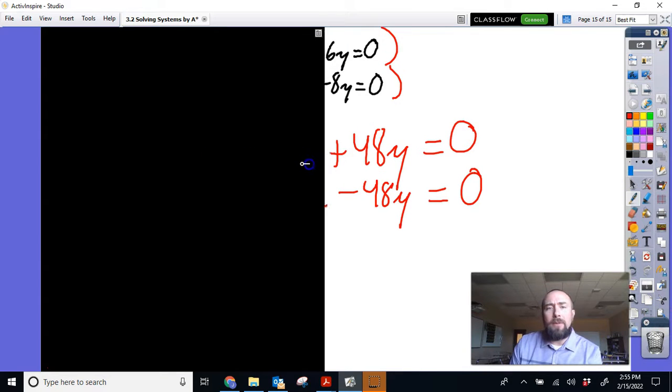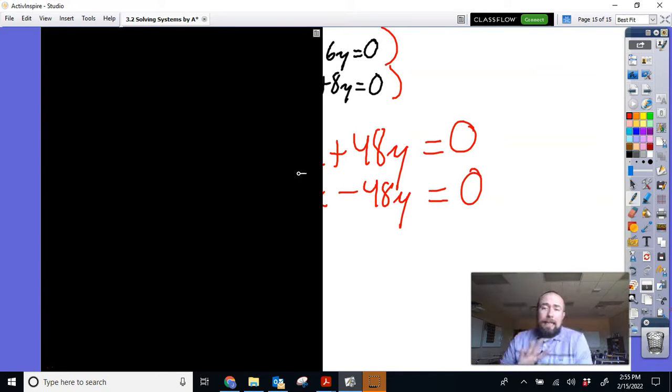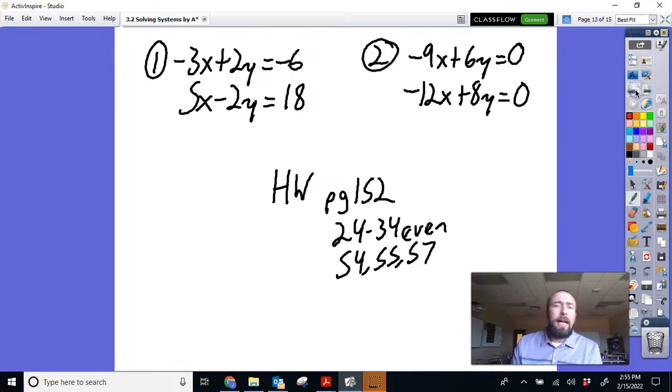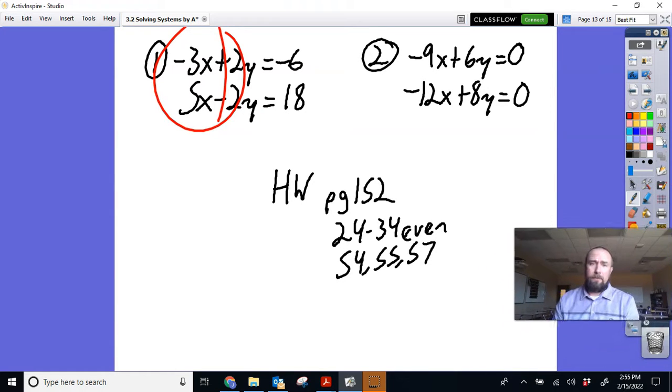Guys, but notice I was focusing in on the y's. I didn't care about the x's. I am just making one of the variables cancel. This one just happens to cancel both of them. But even if I got to a problem like this guy over here, and I wanted to cancel out the x's, I was just so heck bent on it. I'm going to cancel out the x's. I'm going to do it. That's fine, as long as you make them be opposite.